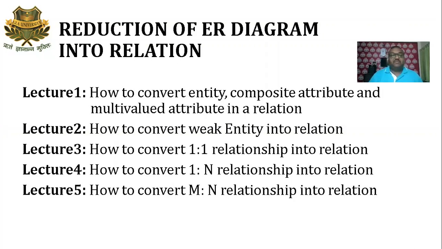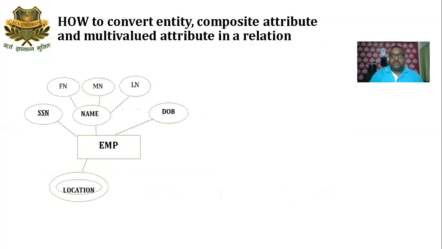In this lecture, I am discussing entities, composite attributes, and multi-valued attributes. You can easily understand this by this example. In this example, the EMP entity is given, with a serial security number attribute, a name attribute, DOB and location attributes. Name is the composite attribute and location is the multi-valued attribute.